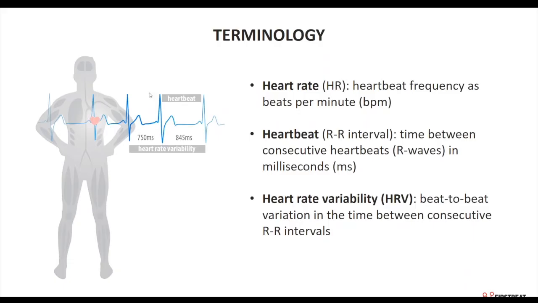And heart rate variability means the beat-to-beat variation in the time between consecutive RR intervals: how much this time between beats varies from one beat to the next. Heart rate variability provides a lot more accurate and deep information about the body than just looking at average heart rate values.